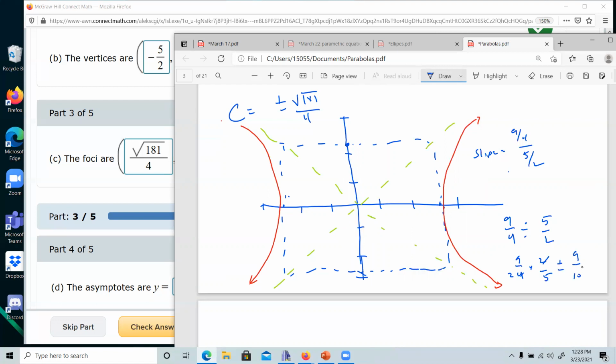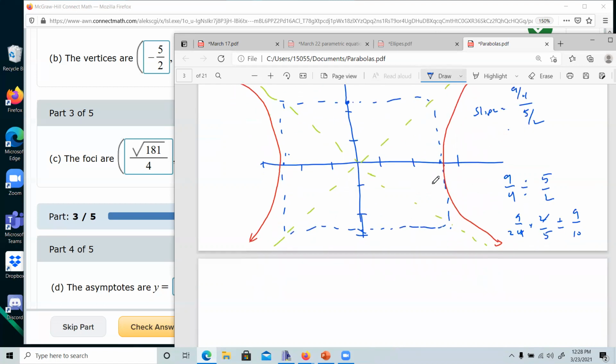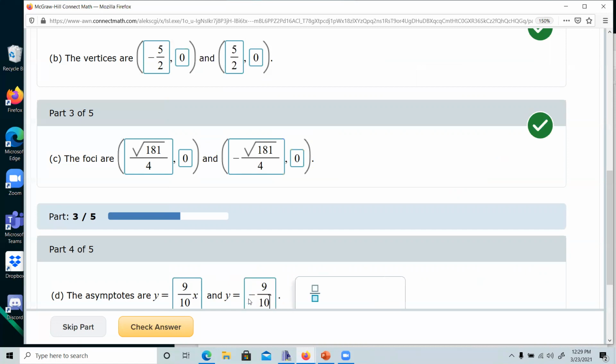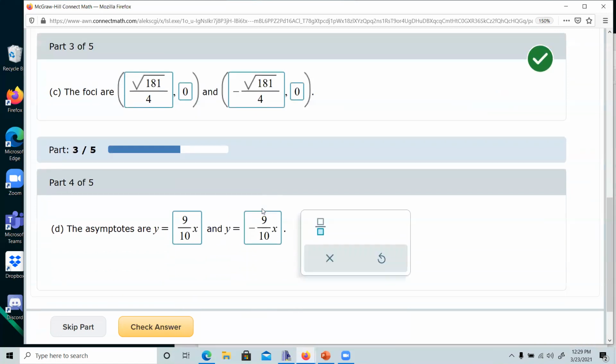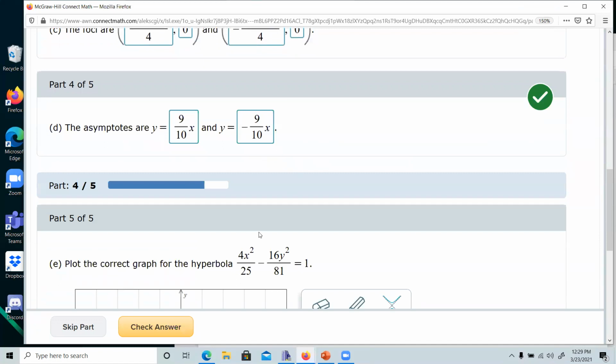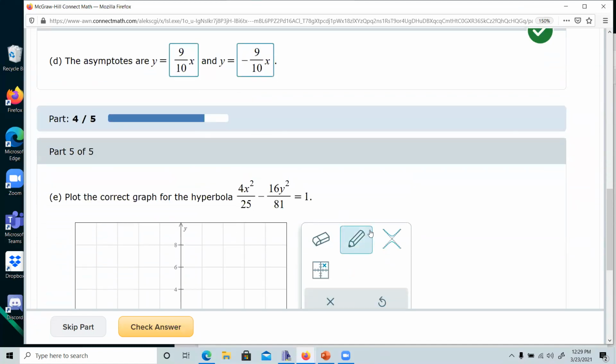Or positive or negative, right? Because we could have gone this way. All right, so we end up with, I could say 0.9 really too, couldn't I? 9/10 x and negative 9/10 x. Okay. So check my answer here. Very good. Okay, now we're going to have us draw it.